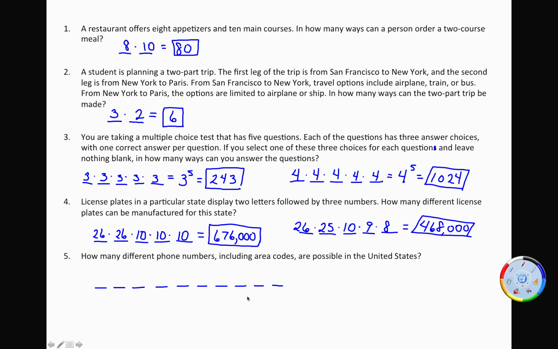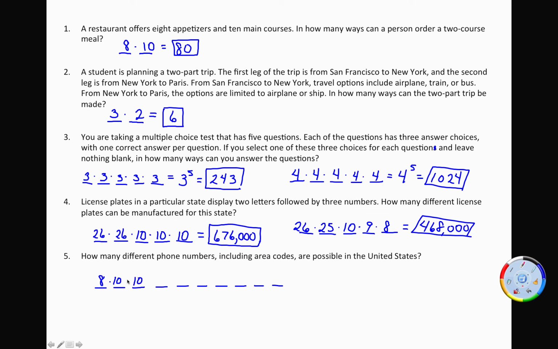Okay, now I got to be careful about filling in these blanks because I cannot begin a phone number with a 0 or a 1. Right? I think that's the only restriction, a 0 or 1. So instead of a 10 here, I only have 8 choices. Now, the next 2 numbers in my area code, I can put any one of our 10 digits.